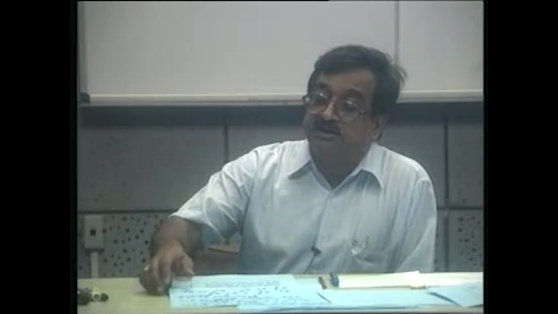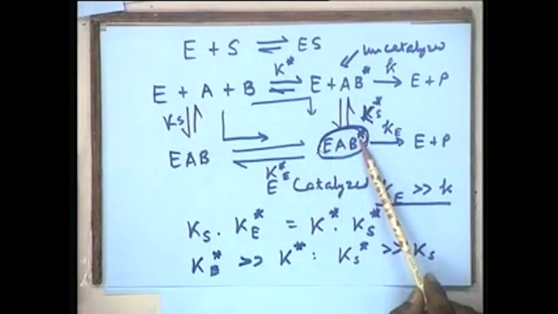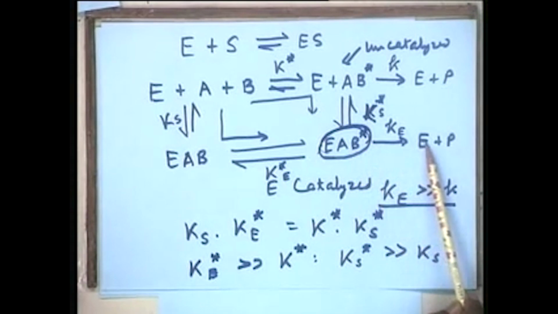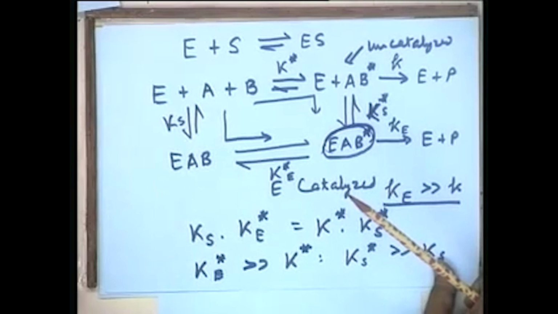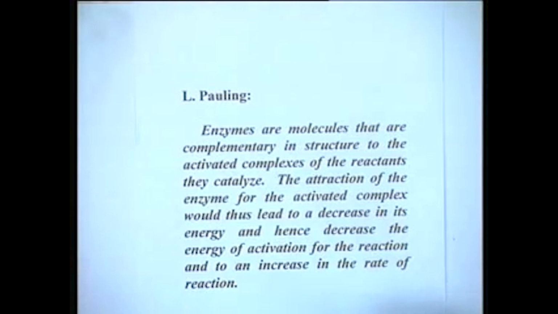Thereby it increases the stability of EAB star, and thereby reduces the energy of activation and leads to the formation of the product. And that is what in fact was a very major contribution in the understanding of enzyme functions made by Linus Pauling.